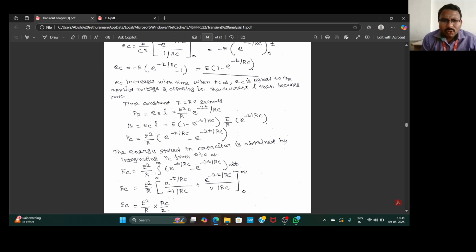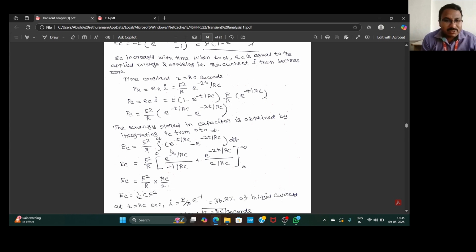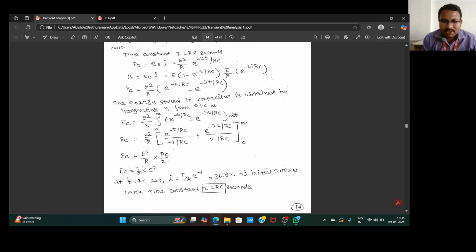The time constant tau equals RC seconds. Then we obtain PR, the equation E square divided by R into e power minus 2t divided by RC. Then PC we have obtained as E square divided by R into e power minus t divided by RC minus e power minus 2t divided by RC. The energy stored in the capacitor is obtained by integrating PC from 0 to infinity. Substituting the limit values after integration, the answer is EC equal to 1 by 2 C E square.